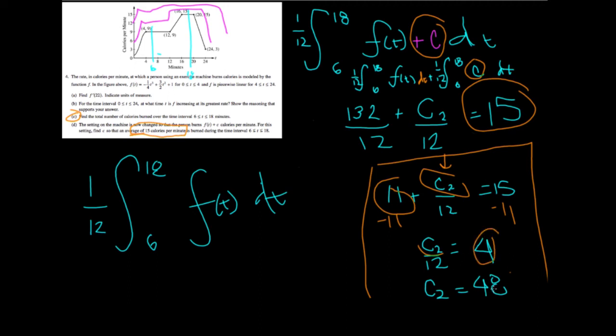c is equal to 4, actually, because you take 48 and you plug it in right here in order to make this equation true. And when you plug it in, you get 48 over 12, which is equal to 4, and that is what c is equal to. So it's going to be f of t plus 4 is the new equation for our graph.